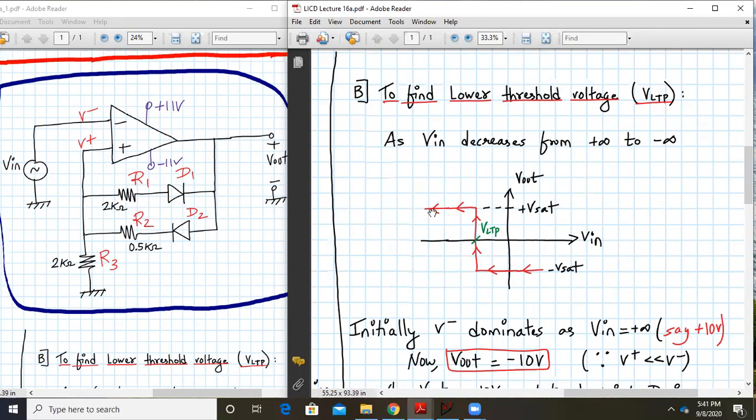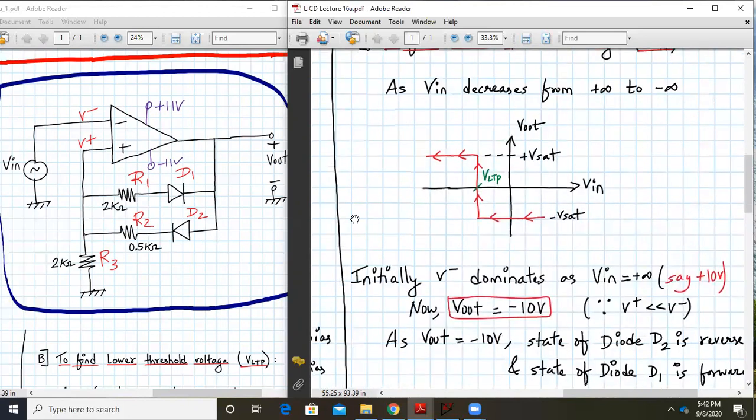There are no hidden secrets in it. Whenever V in is greater than VLTP, output is at minus VSAT, and whenever it is less than VLTP, output is at plus VSAT. That's what the hysteresis curve means for the lower threshold point or lower triggering point. Now we can see that the input is decreasing from plus VSAT to minus VSAT in this case.